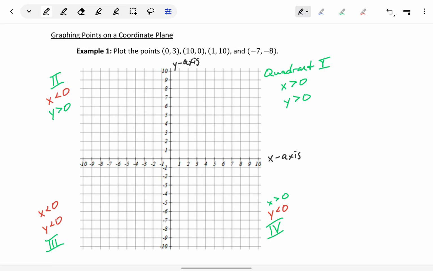Or, of course, they could take on a value of 0, which happens in one case at the point right where those two axes meet, and this is the point 0, 0, referred to as the origin.